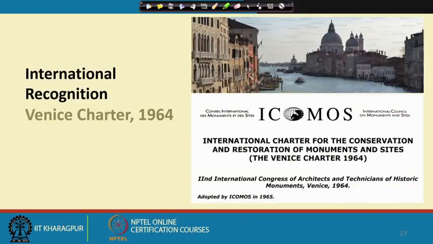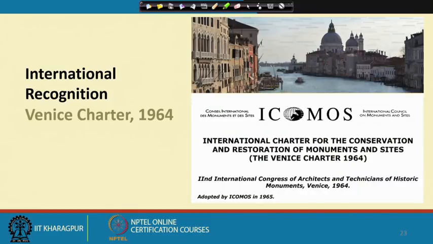Based on that, around 1964, after the Athens Charter in the 1930s, there was a Venice Charter, which actually had all the people who are involved in conservation, historians, archaeologists, engineers, architects, people from all over the world, who came and tried to take a resolution on how to take care of the ancient structures which are important and should now be passed on to the future generation. And this came to be known as the Venice Charter.